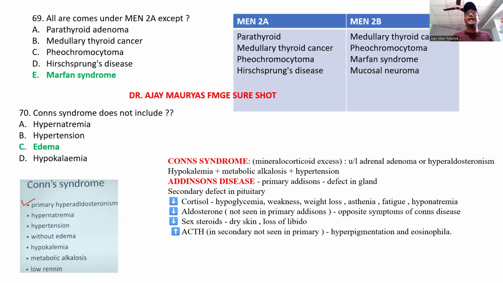We have Conn's and Addison's, guys. If you remember Conn's syndrome, you will automatically remember Addison. Addison syndrome is the opposite of Conn's syndrome. What happens in Conn's syndrome? It is primary, due to hyperaldosteronism: hypernatremia, hypertension with no edema. That's the magic. If you have hypertension it would mean there is edema, but there is no edema. Hypokalemia, metabolic alkalosis, and low renin. These are all opposite in Addison disease. Please remember this and please do not make any mistake in the exam.